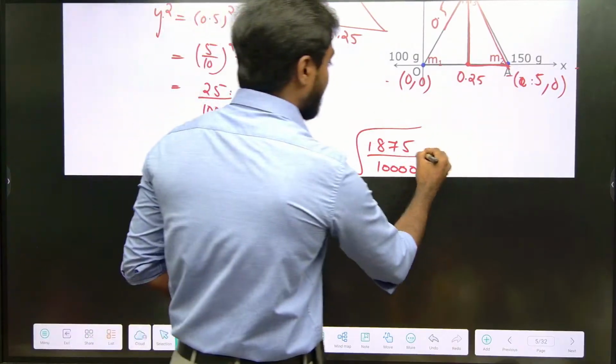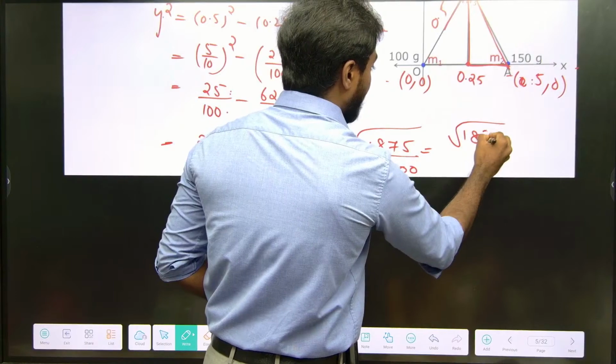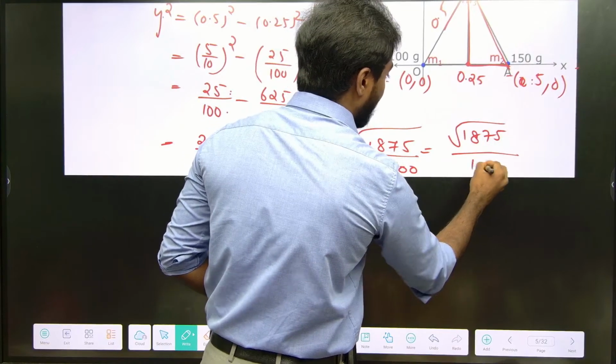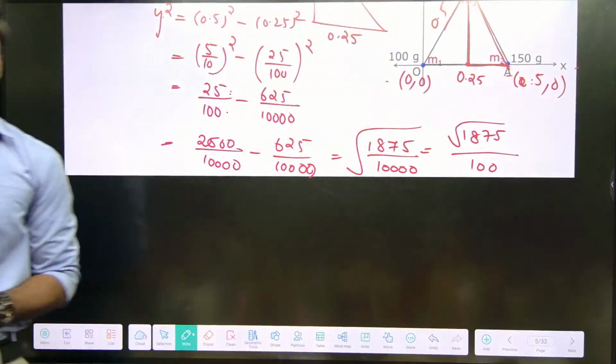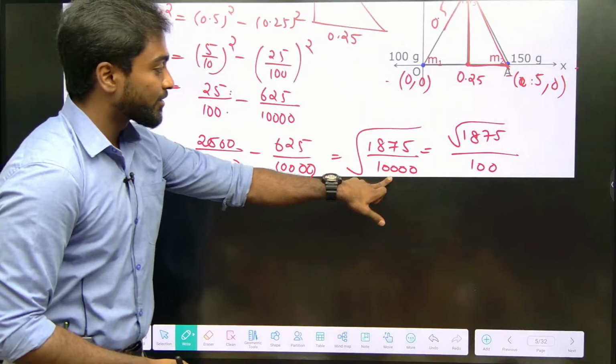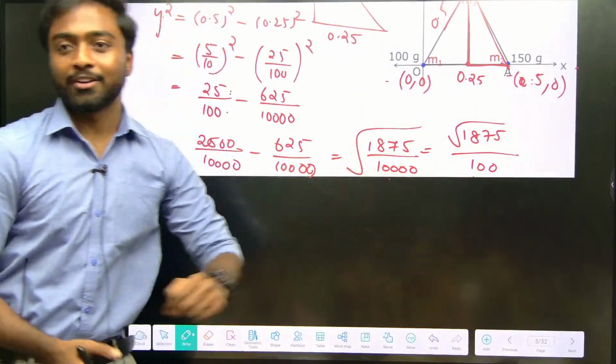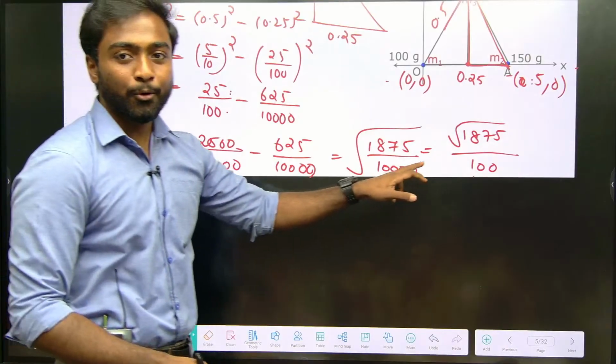Here a square is there, so I will take the square root. This will be the square root of 1875 divided by 100. I have taken the square root for this also, so I have cancelled 2 zeros. Okay, any doubt up to here?